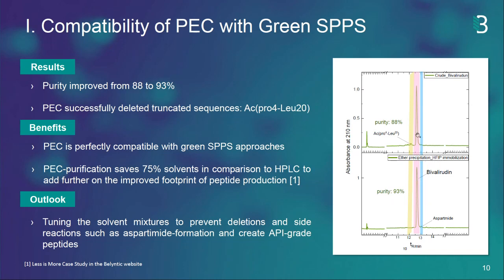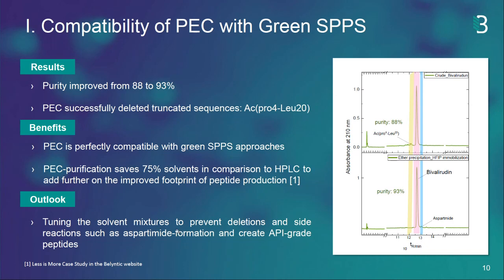Here you can see the purity was increased from 88 to 93%, and we can successfully remove all truncated sequences. You can see we have even saved 75% of solvent consumption compared to the HPLC. Based on this example, we can clearly say that our PEC technology is compatible with the green SPPS reaction.